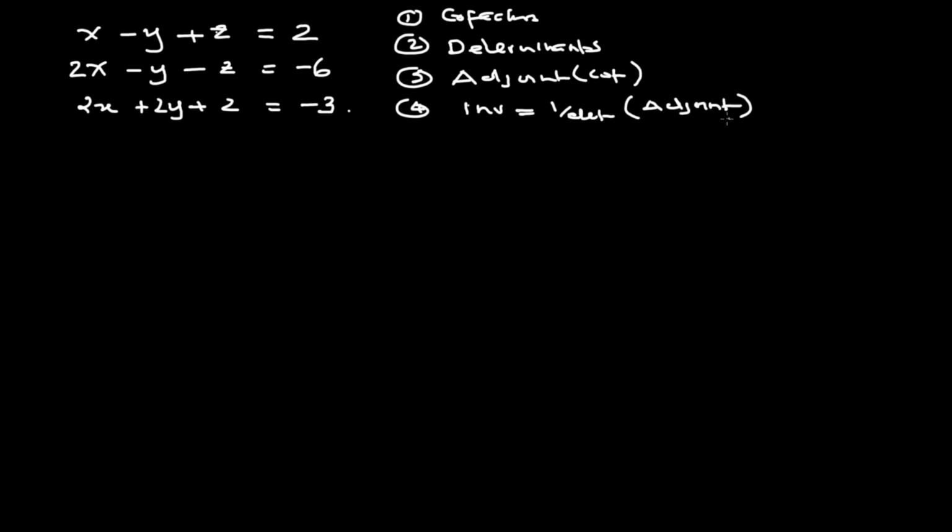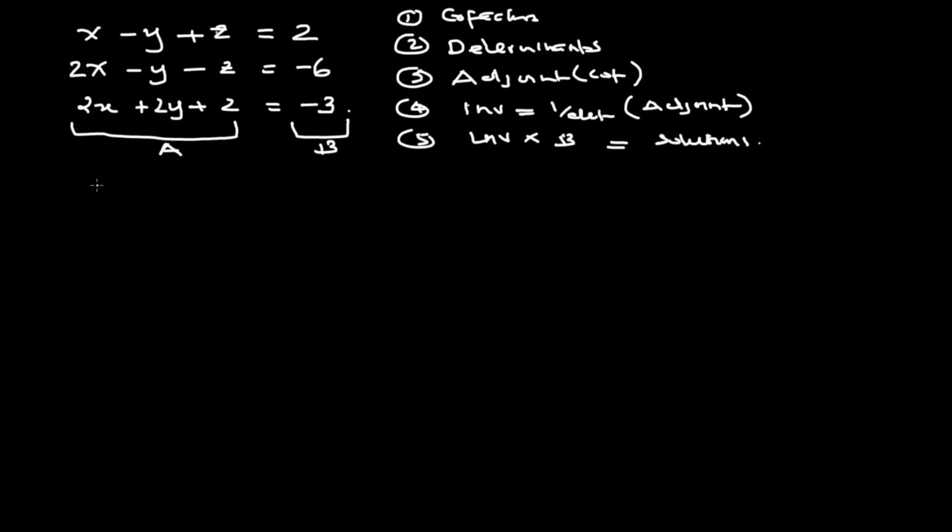Once we get the inverse, we multiply the inverse and the matrix B to get the solutions. So what is matrix B? Matrix A is the one that we form from this set of numbers and variables, and matrix B is the one we get from here. All right, so let's do the extraction.